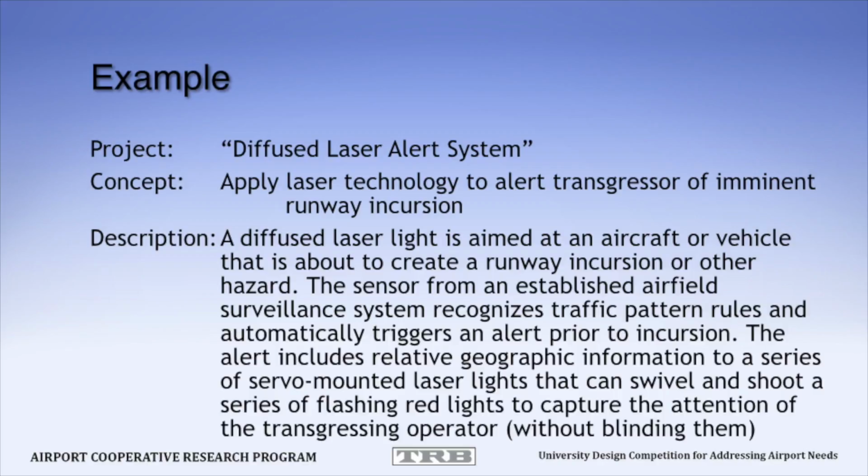There may be a sensor from an established airfield surveillance system that recognizes that something bad's about to happen and automatically triggers an alert prior to the incursion. So the alert could be the idea of focusing on a relative geographic area, with a series of maybe servo-mounted laser lights that can swivel and shoot a series of flashing red lights to capture the attention of the transgressing vehicle or operator. And that obviously is without blinding him, so there may be some way of using the laser to just cut through and grab their attention.